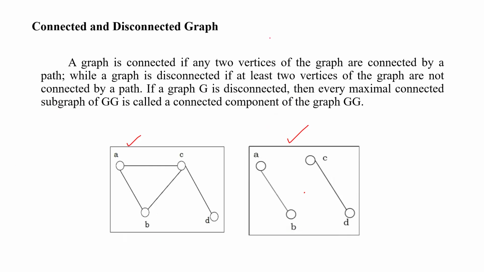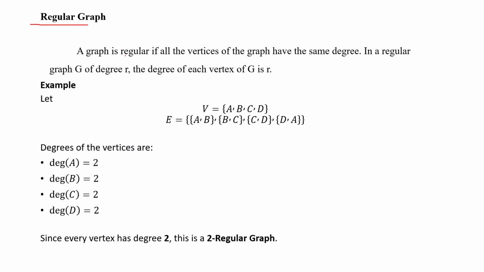A graph is connected if every two vertices are connected by a path. The graph is disconnected if at least two vertices are not connected by a path. That's all. Regular graph means the same degree. The graph is regular if all the vertices of the graph have the same degree. That is called a regular graph.